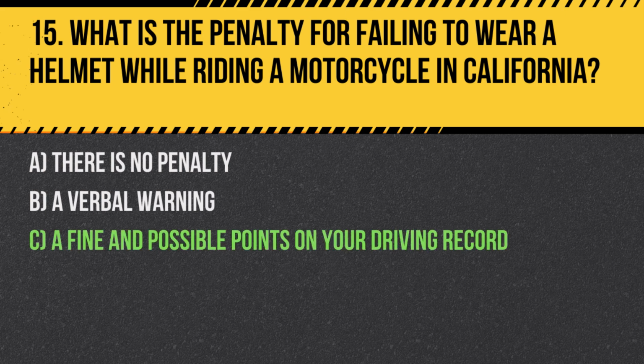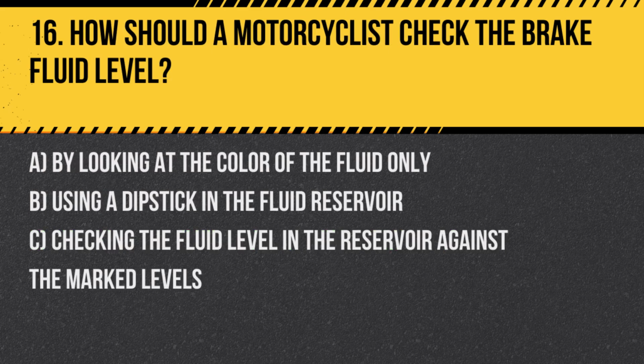Answer: C. A fine and possible points on your driving record. California strictly enforces the helmet law for safety reasons. Question 16. How should a motorcyclist check the brake fluid level? A. By looking at the color of the fluid only. B. Using a dipstick in the fluid reservoir. C. Checking the fluid level in the reservoir against the marked levels.